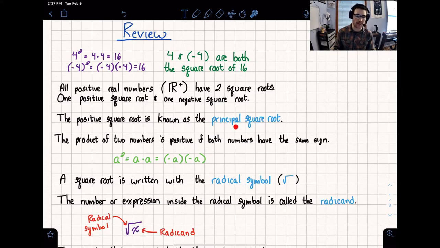Sometimes we'll be working on things where we can just throw away the negative one. For example, if we're dealing with area, you can't have negative area, that doesn't make any sense. So in situations like that, we would only work with the positive.